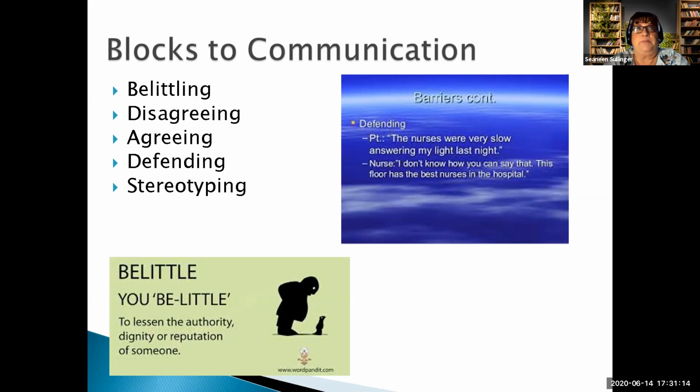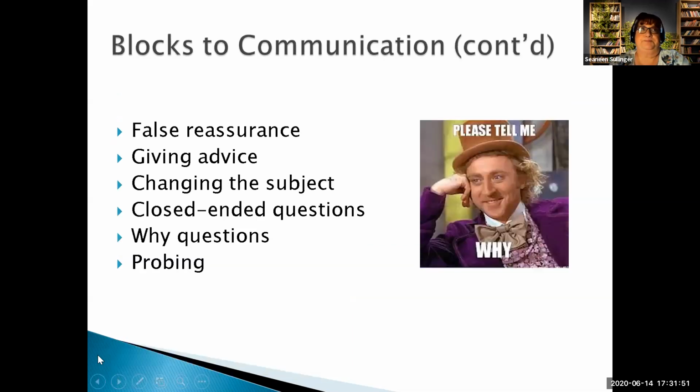Defending is being on the defensive. There's an example here where a patient would say something like, the nurses were very slow answering my call light last night. And the nurse says, well, I don't know how you can say that. This floor has the best nurses in the hospital. So it doesn't sound like the nurse was really listening to what the patient was saying, or to even ask more clarifying questions. Oh, what makes you say that? I'm so sorry to hear that. Tell me more. Those are some good things that you can say. And then stereotyping, again, you don't want to do that in the conversation.